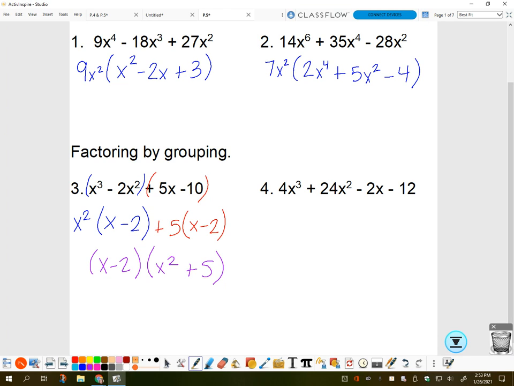All right, next, same thing. Group the first 2 and group the back 2. We're using orange this time.